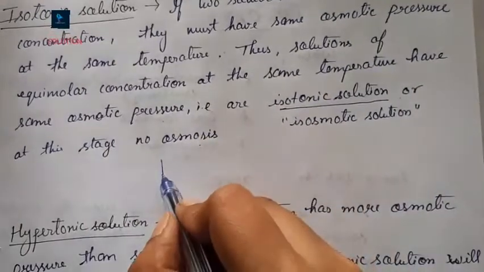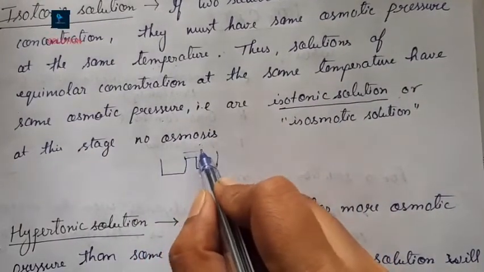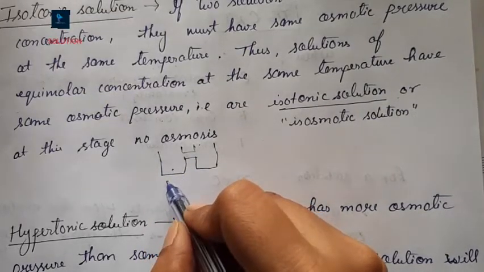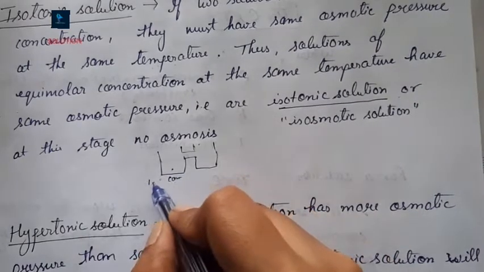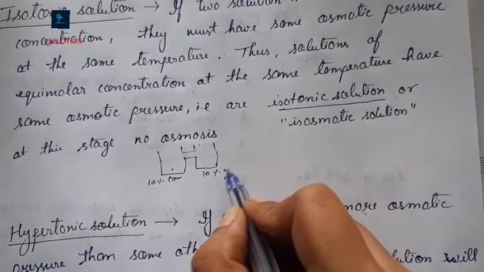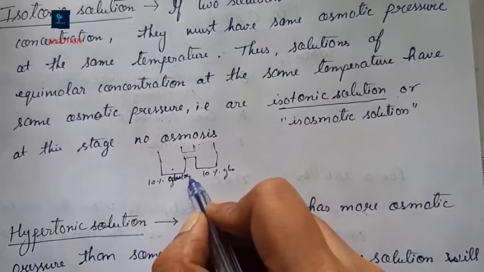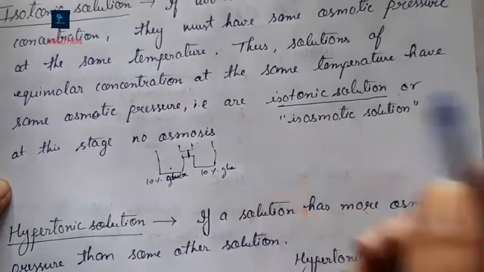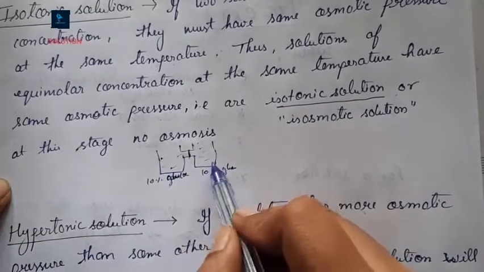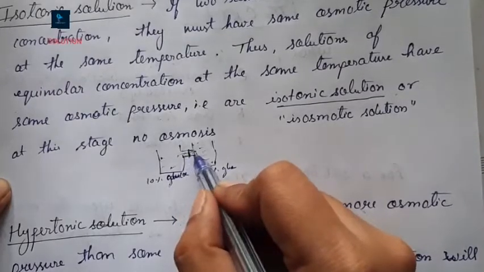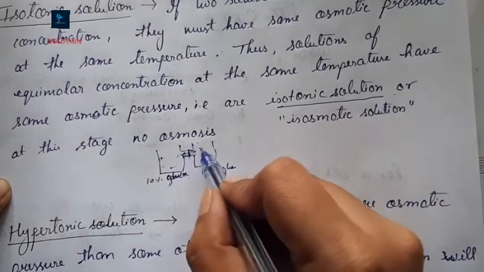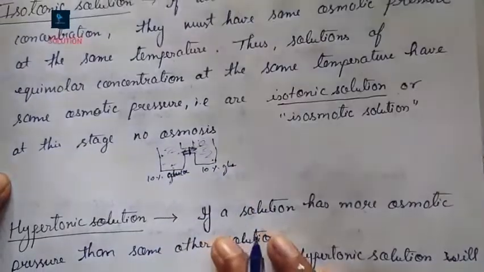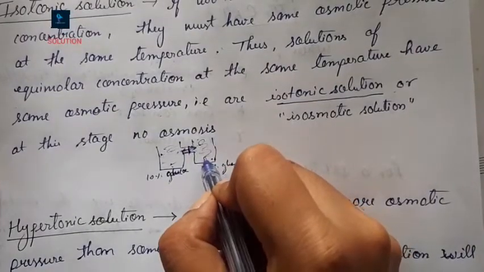It means if we are taking two solutions and both have the same concentrations, say 10%, here you are taking 10% glucose and 10% glucose. Both have the same glucose concentration, so there is no osmosis, no flow of any solvent or solutions. Such solutions are called isotonic solutions.